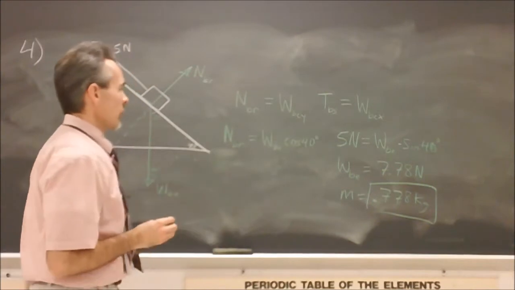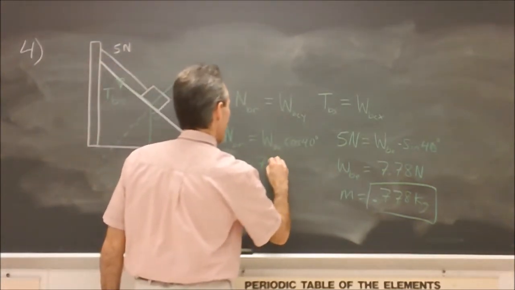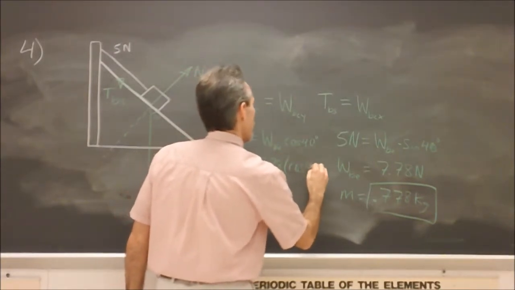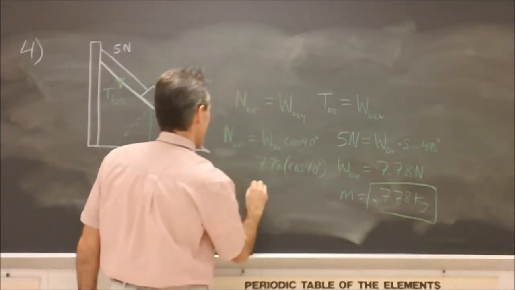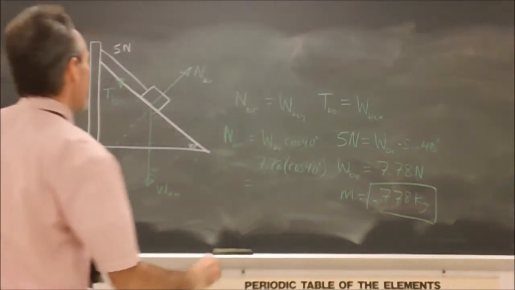The next one wants to know what the support force is. Well, the weight we just found was 7.78 newtons. Now, if I just multiply that by cosine 40 degrees, that's going to give me my support force. And the support force ends up being 5.96 newtons.